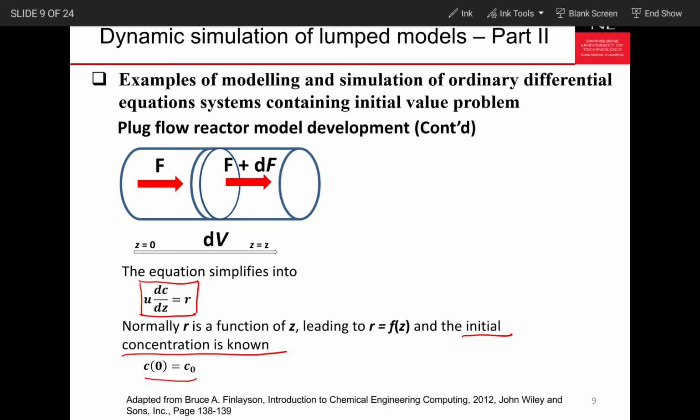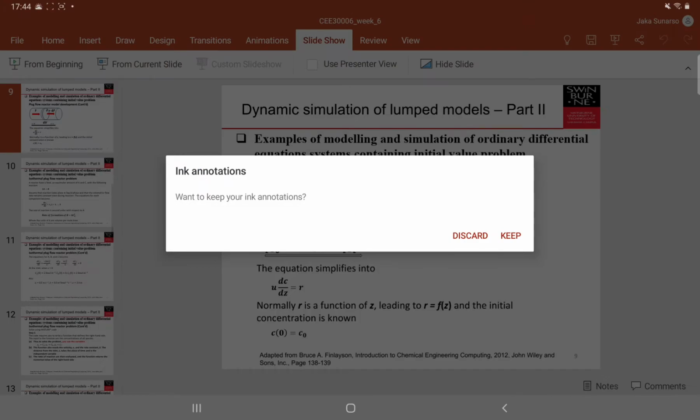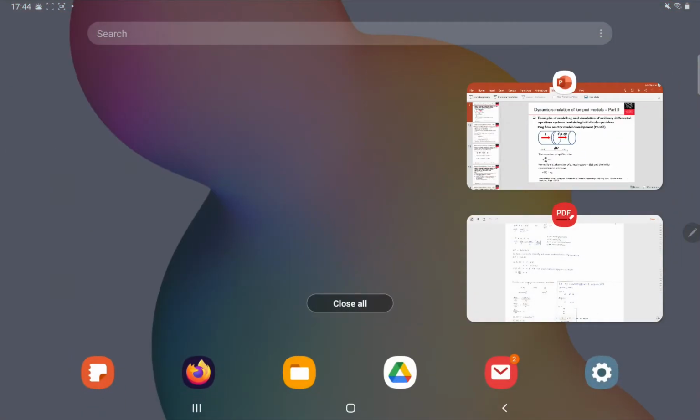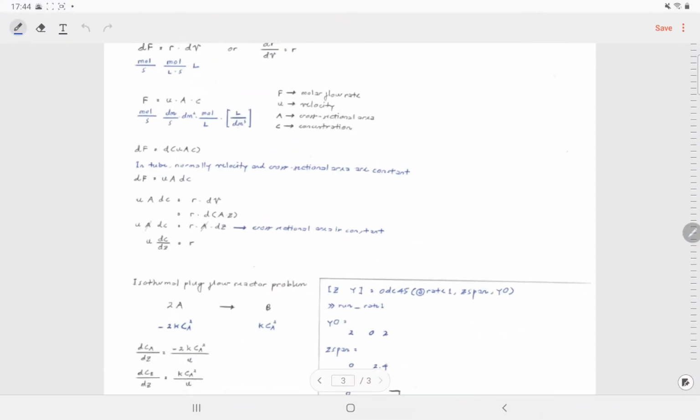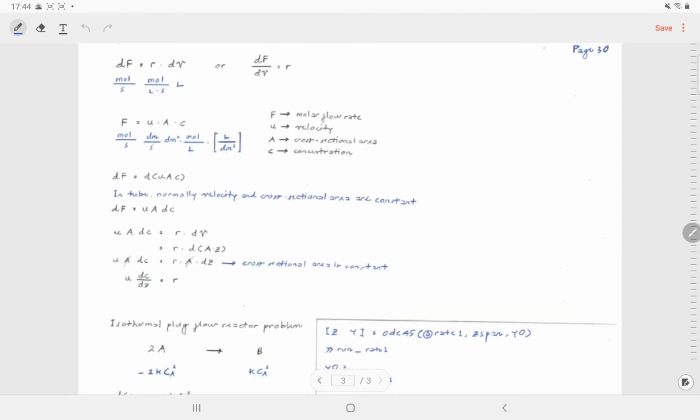Okay, the details for these derivations are given in the additional materials which I already uploaded into Canvas, as you can see in here. Note that the units are very important, so you need to make sure that this dF is equal to the units of the r dV, for example. If this cancels L, then we have the same unit on both sides.